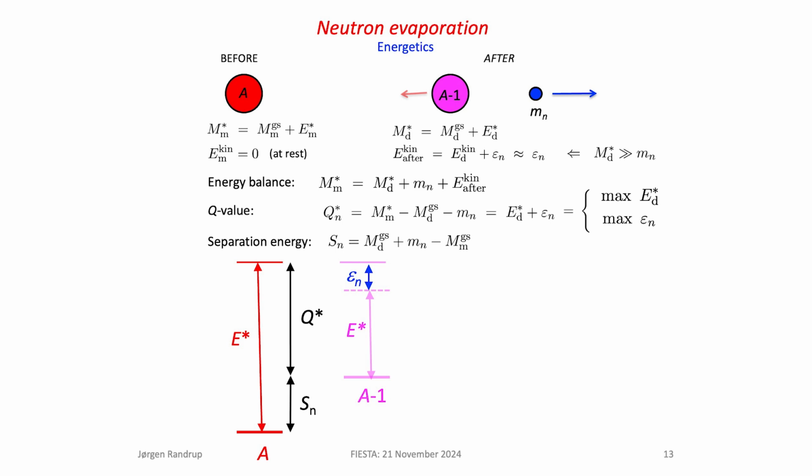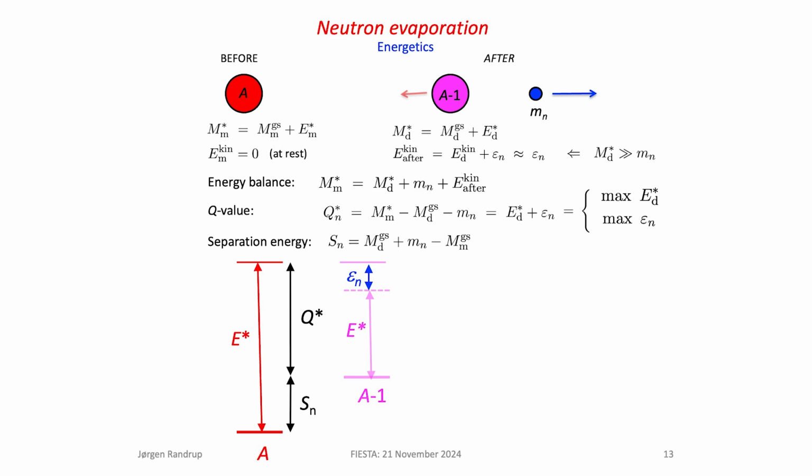So let us just look at the neutron evaporation process first before we start talking about what we can use the neutrons for. So before we have the mother nucleus, so to speak, and then after we have the daughter nucleus and the neutron running, and they move oppositely. There's a small recoil for the daughter to move slowly, so slowly that its kinetic energy is practically negligible.